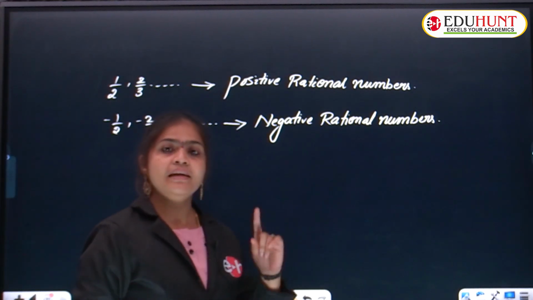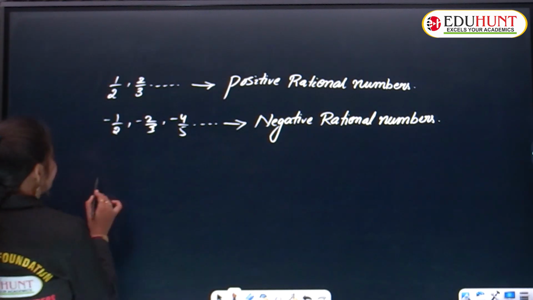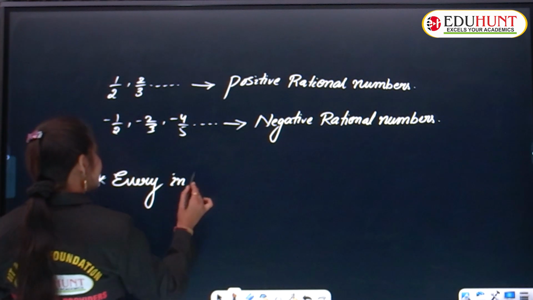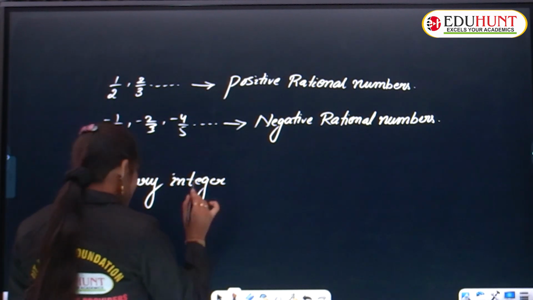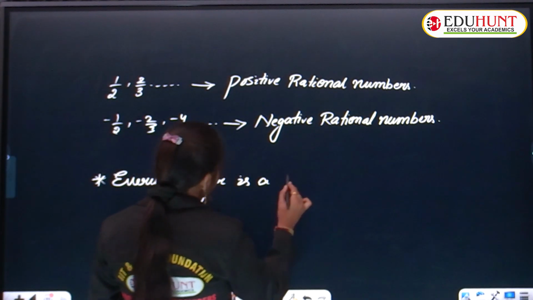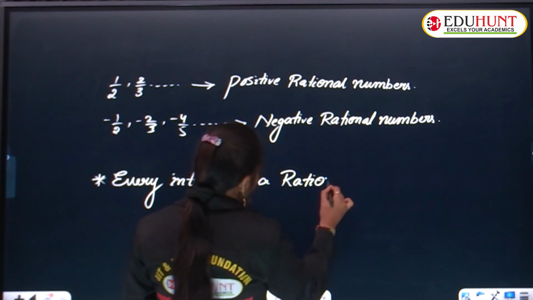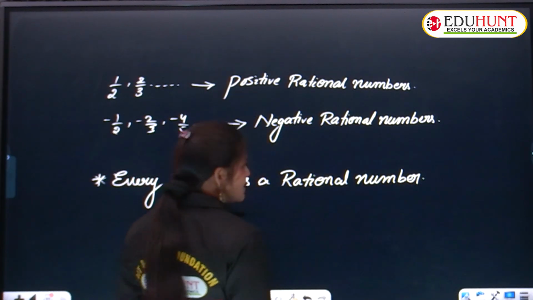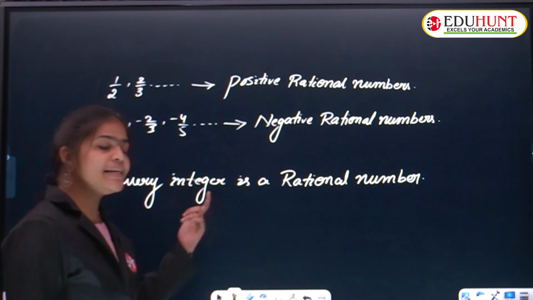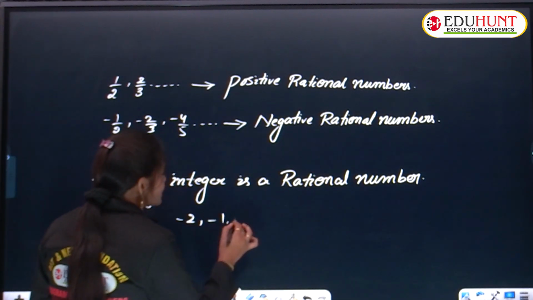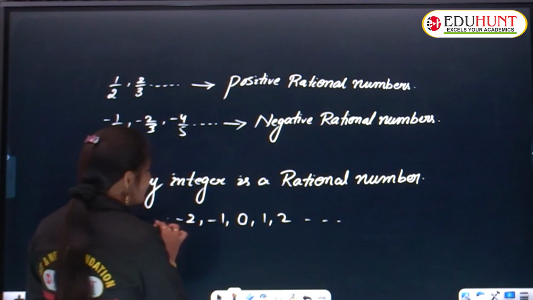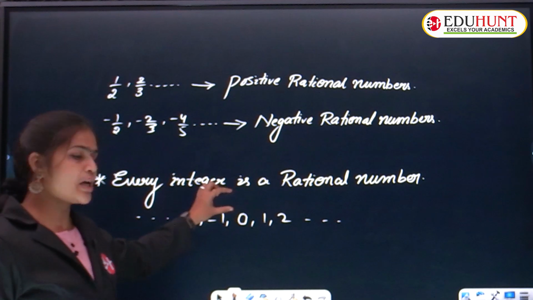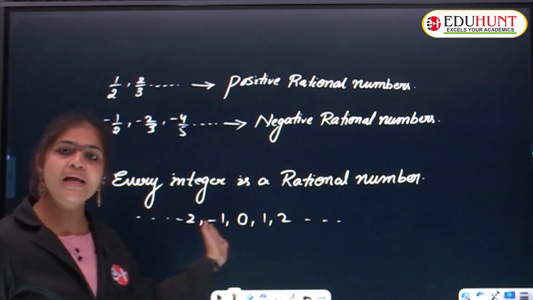Now children see that positive rational numbers, negative rational numbers, and in the same way, one of the points I told you is that every integer is a rational number. Children, what is the definition of a rational number? A rational number means a number which can be expressed in the form of p by q. But integers means what? Minus 2, minus 1, 0, 1, 2 and so on. These are integers. Actually the definition of rational numbers is a number which can be expressed in the form of p by q. But here p by q form is not there.